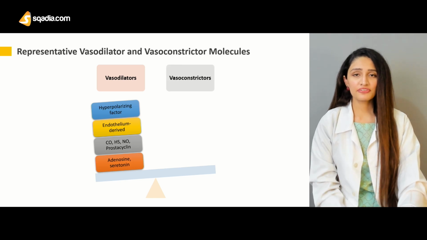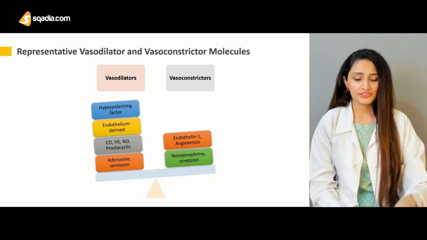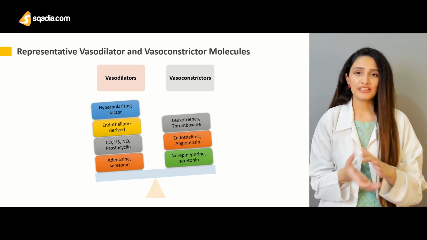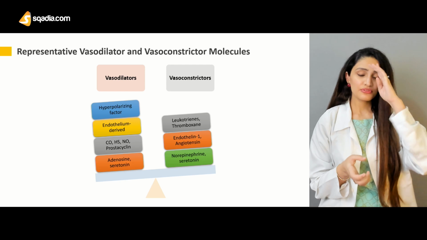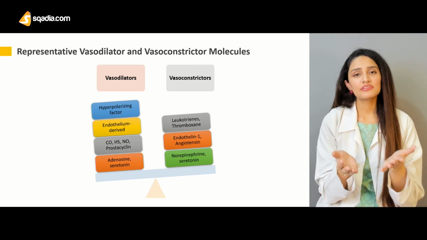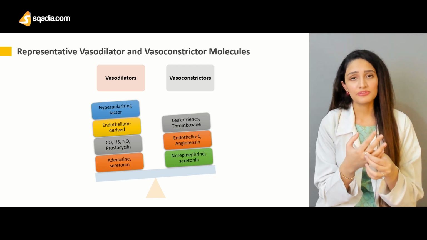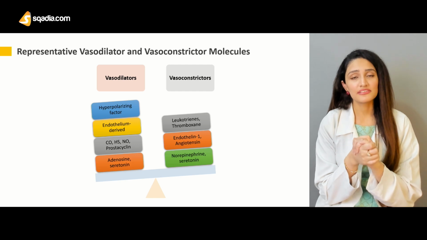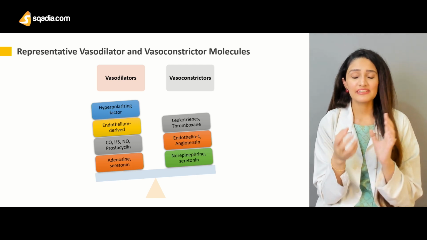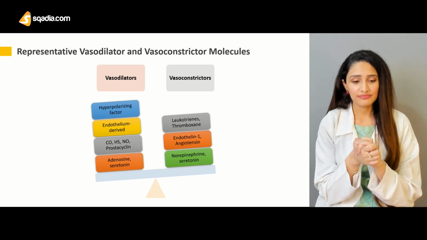And then if we talk about vasoconstriction, it could be because of norepinephrine, serotonin, and lastly endothelin-1, angiotensin, leukotrienes, and thromboxanes. What usually happens is that there is an equilibrium. If there is an equilibrium between both of these categories, we wouldn't have any problem. But the problem occurs when there is increased vasodilation and decreased vasoconstriction.